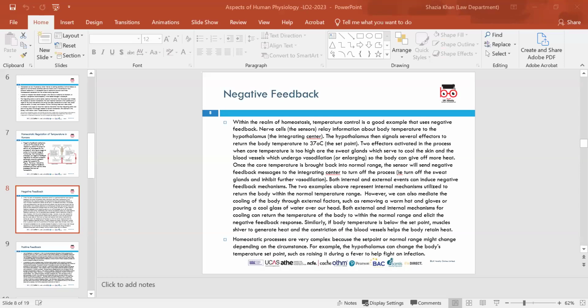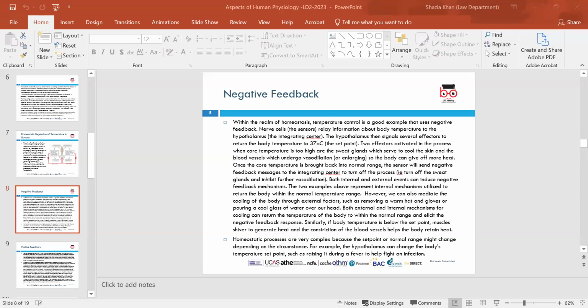hypothalamus in the brain. If the hypothalamus detects the body is too hot, the response is that the body begins to sweat to try and reduce the temperature back to the correct level. Once the body temperature is back to the correct level, sweating will stop. In the opposite way, if the hypothalamus detects that the body is too cold, then the response is that the body begins to shiver and try to raise the temperature back to the correct level. Once the body temperature is back to the correct level, the shivering will then stop. So this is an example of it.